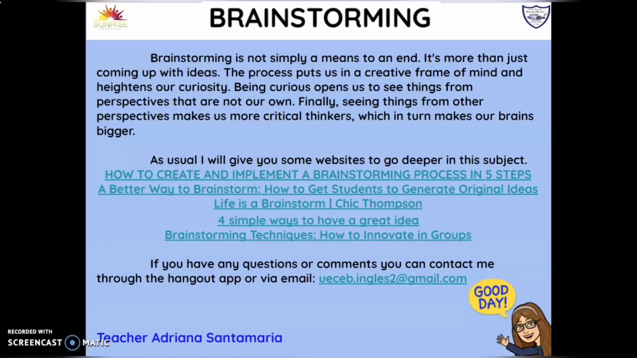The process puts you in a creative space, in a creative frame of mind that increases your curiosity. And being curious opens your mind to see other perspectives, to get you out of the box. So you are able to see things from another perspective, and it makes you a little bit more of a critical thinker. Like I was just saying before, all of these techniques relate to each other, okay?